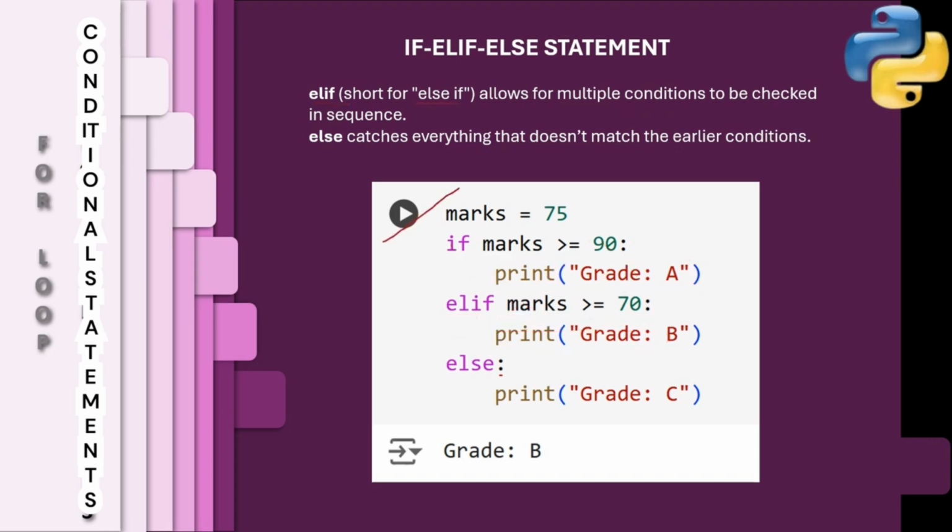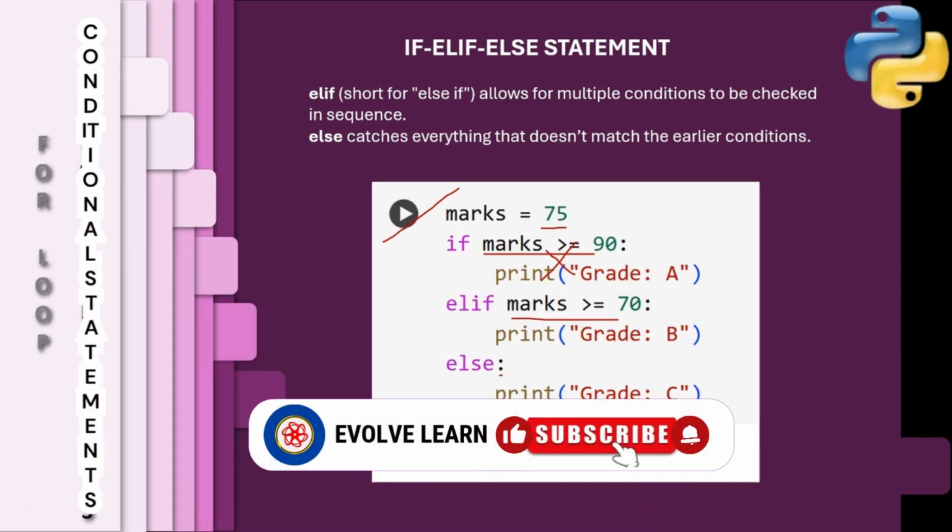Coming to this example, here marks are defined as 75. Entering the if statement, here the condition is marks is greater than or equals to 90. As this condition fails, we enter into the elif statement. Here marks is greater than or equal to 70. As this condition is satisfied, it will print grade B as the output.